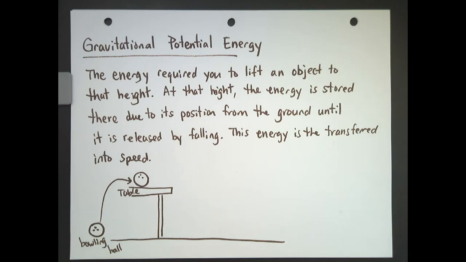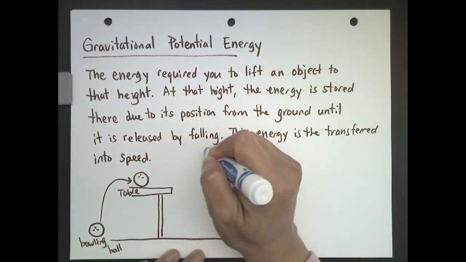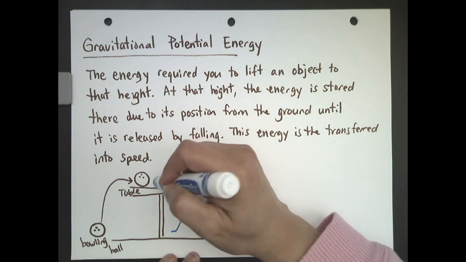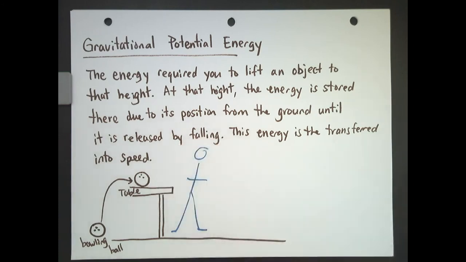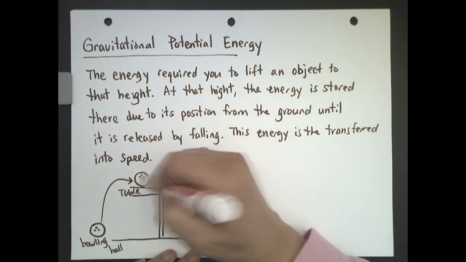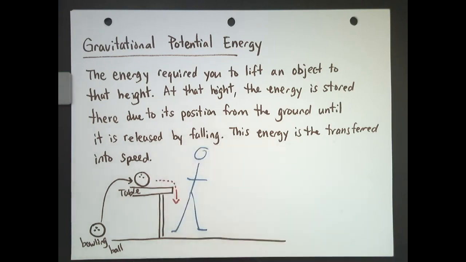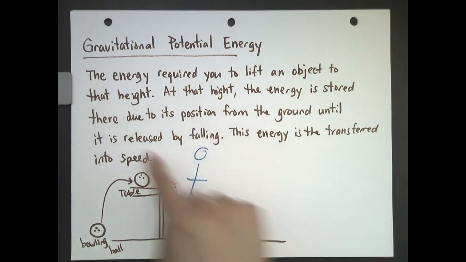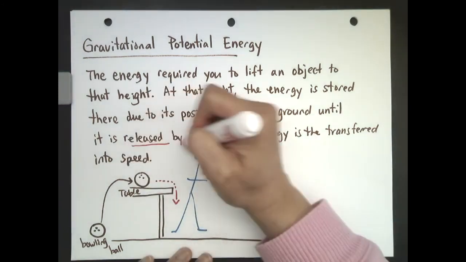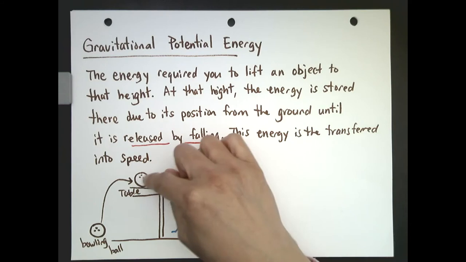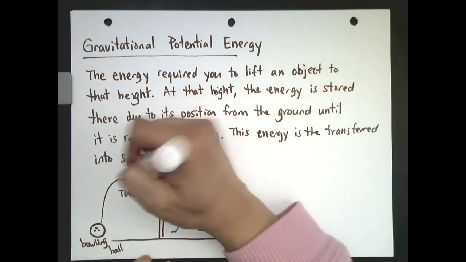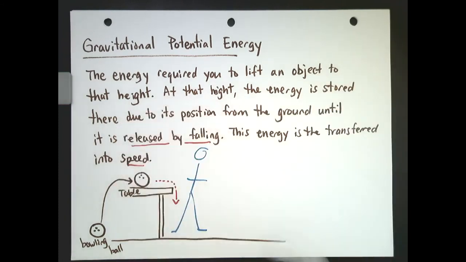Now, let's suppose another person comes along, and they have their foot right there. If the ball were to fall onto the foot, so let's say we give it a little push, it rolls and falls on the foot. Do you think that would hurt? Well, yes, because you put the energy there, and when it's released by falling, that energy you put in comes out as speed. So the energy is transferred into speed, and therefore, it will hurt. And that's gravitational potential energy.